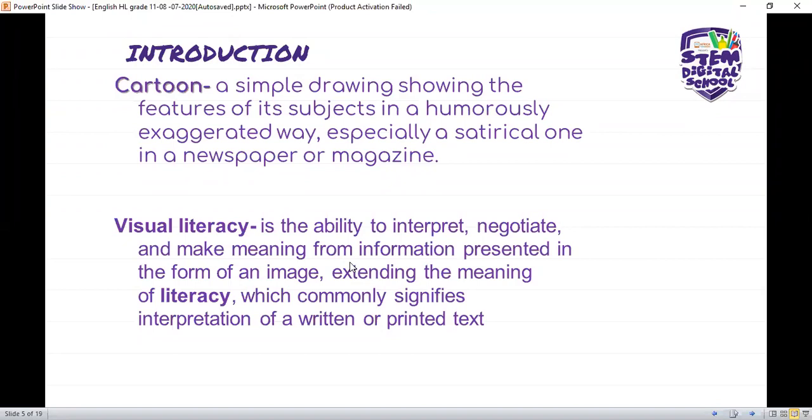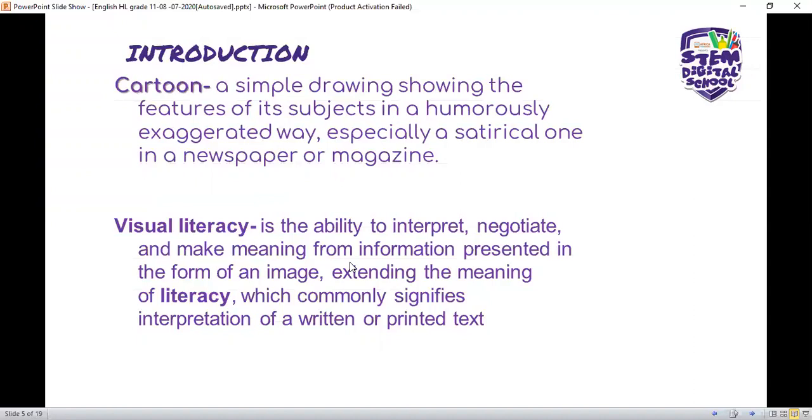Now, a cartoon is just a simple drawing. This drawing has an element of humor in it and some satire. So it is showing features of its subject in a humorous, exaggerated way. Emphasize humorous, exaggerated way, especially a satirical one, and it's mostly in newspapers and magazines. That's what a cartoon is.